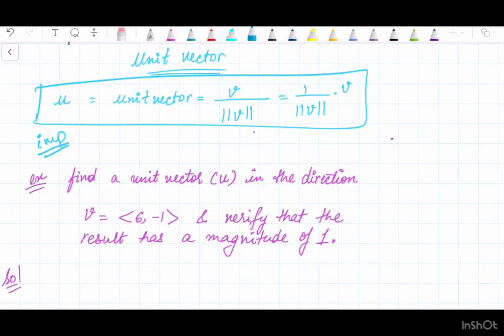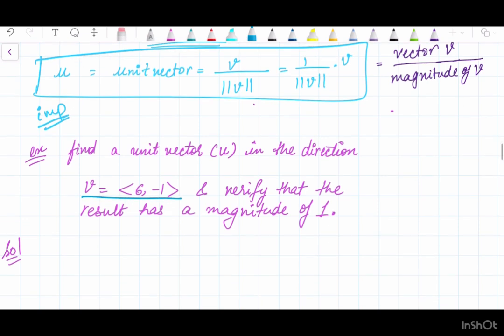So when you are graphing it, it will always form a triangular scenario. Let's take another concept that is called a unit vector. To represent a unit vector, we have a vector v, and we divide the vector v by its magnitude, right? So vector divided by its magnitude will give you the unit vector. In this example, they are asking you to find a unit vector in the direction. So vector v is given as 6, negative 1, and we need to verify as well. So first line of action will be, vector is given, let's find the magnitude of the vector. And because the vector is given, that means 6 is v1 and negative 1 is v2.